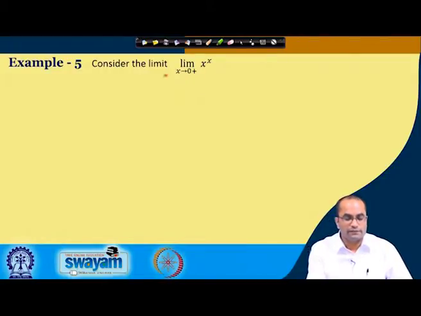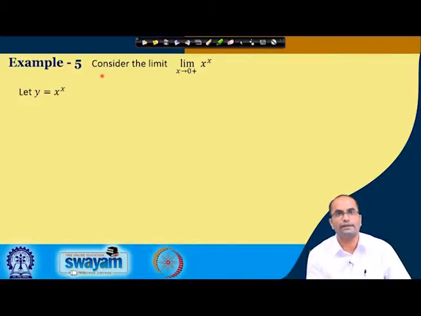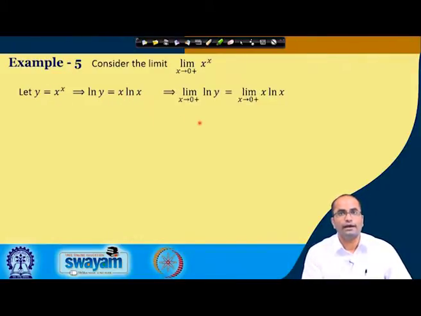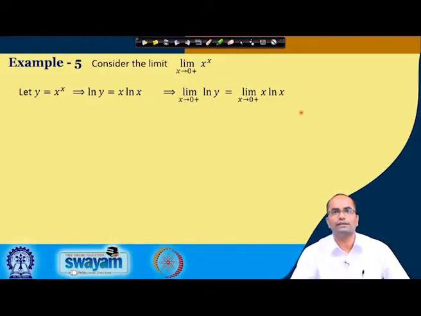So, in this case, as discussed before, we will take y equal to x power x. We will assume this x power x as y and then take the logarithm here. So, log y will become x ln x, and in this case, we have the limit now of x ln x.